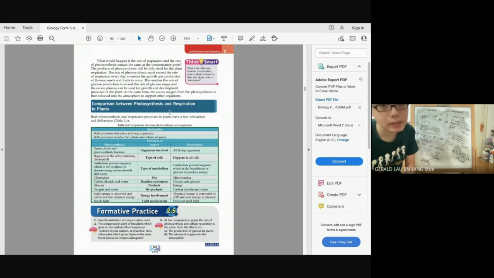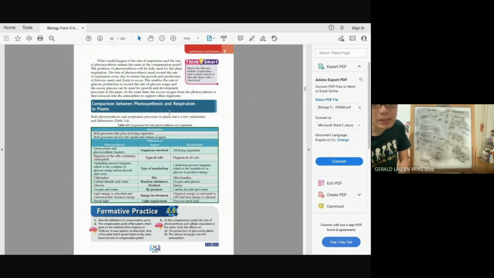Carbon dioxide and water are used for photosynthesis, whereas oxygen and glucose are used for respiration. Then the products are also different, the byproducts, and then the energy involvement. In photosynthesis, you absorb light energy to produce chemical energy. In respiration, you use the chemical energy to produce ATP energy and also heat energy.